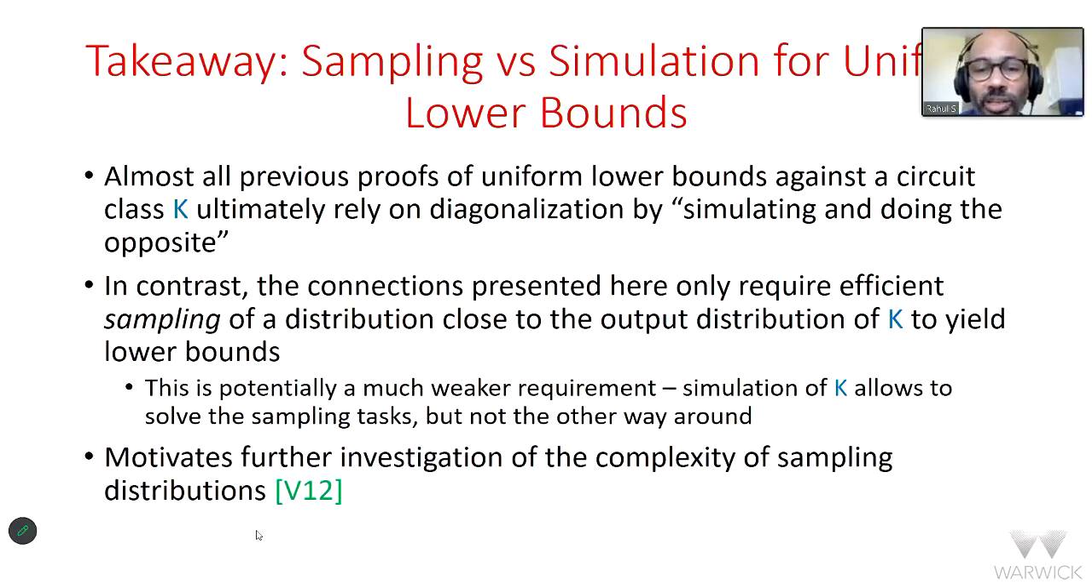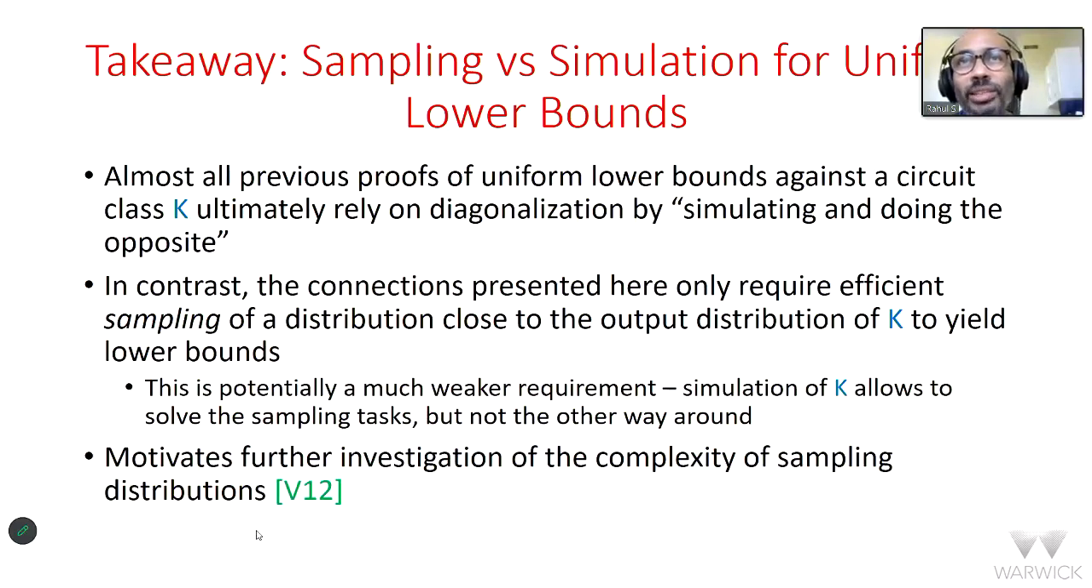This is potentially a much weaker requirement, because if you can simulate a circuit from K, that allows us to solve a sampling task, but the other direction doesn't hold. It might be that sampling can be done much more efficiently than simulation. Among other things, this motivates further investigation of the complexity of sampling distributions. This is the direction that Emanuele Viola and others have initiated, and there's some work on it, but not very much. Perhaps there might be some connections between that line of work and these connections.